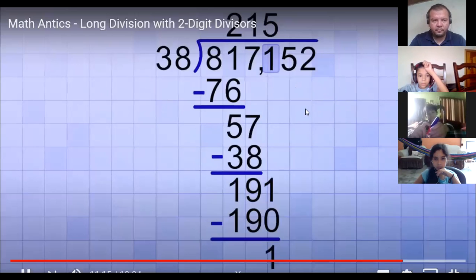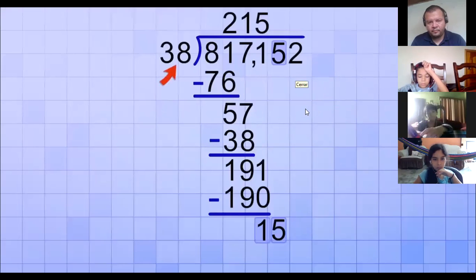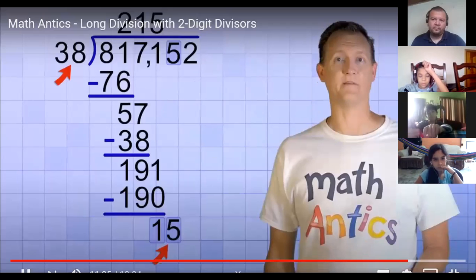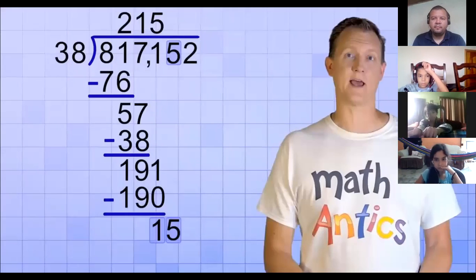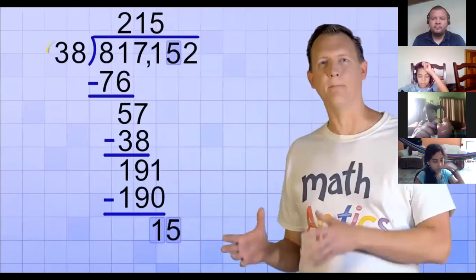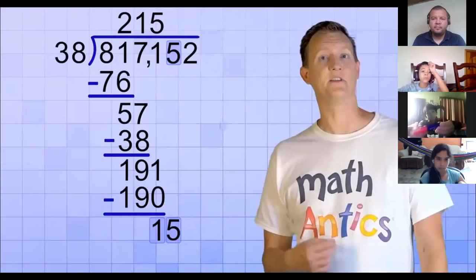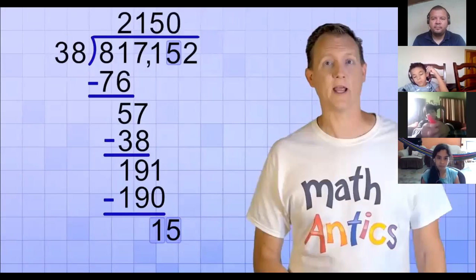Moving on, we bring down a copy of our next digit and ask, how many 38s will it take to make 15? 15 isn't big enough to be divided by 38. But don't worry, we already know what to do when this happens. Whenever we're trying to divide a bigger number into a smaller number, we just put a 0 in the answer line and move on to the next digit.